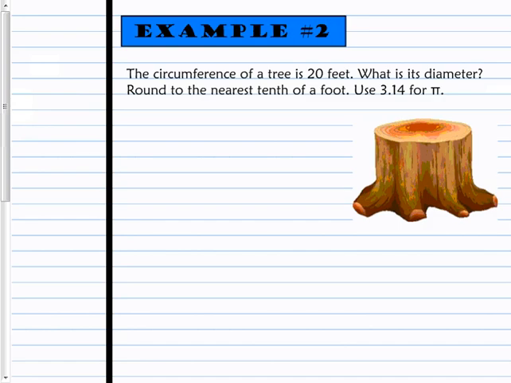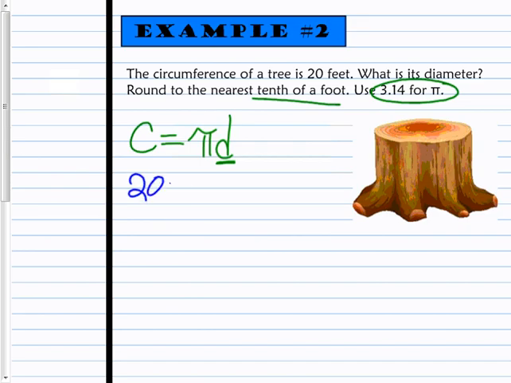Example number 2. The circumference of a tree is 20 feet. What is its diameter? Round to the nearest tenth, and they want us to use 3.14. So first of all, start off the problem by writing your formula. Circumference is pi d. And we're actually going to be looking for the diameter. Okay, so we're going to plug in what we know. The circumference is 20 feet. Pi, they want us to use 3.14. And I'm looking for the diameter.